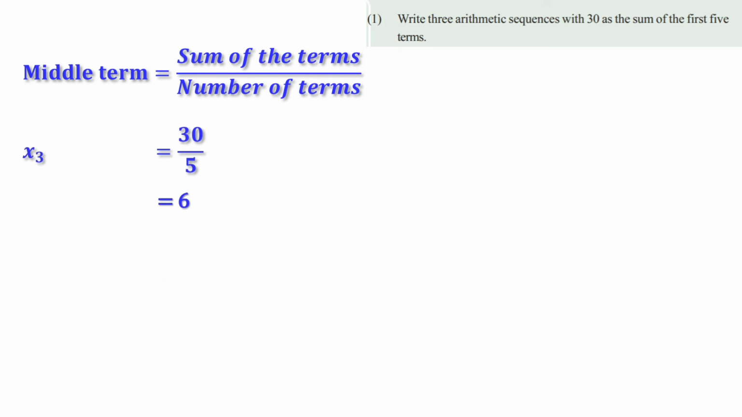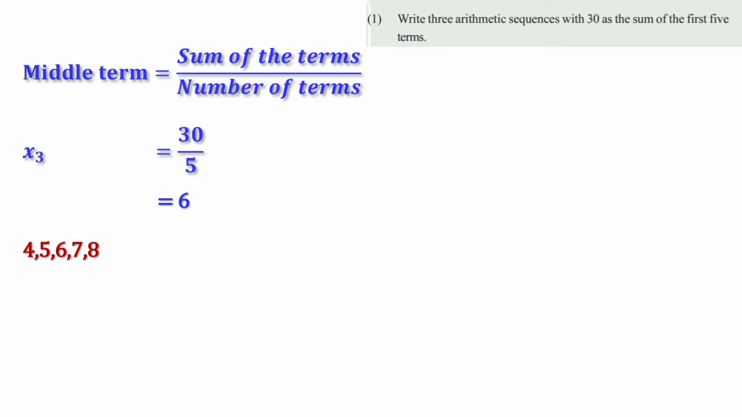If you subtract the common difference from the third term, you will get the second term. And if you subtract the common difference again, you will get the first term. You can take different values for the common difference and you will get a lot of arithmetic sequences. Let me take the common difference as 1. Then the second term is 5 and the first term is 4. So we can write the sequence as 4, 5, 6, 7, 8.